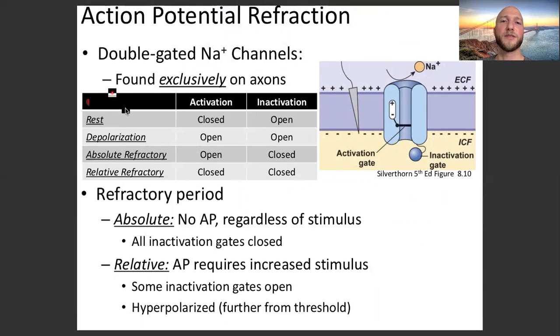All right, so action potential refraction. Double-gated sodium channels are exclusively found on axons. At rest, the activation gates are closed and the inactivation gates are open. When we depolarize, those activation gates open up and the inactivation gates stay open. During the absolute refractory period, those inactivation gates close and they stay closed. During the relative refractory period, some of these channels have reset, so those activation gates go back to a closed state, and some will remain closed.